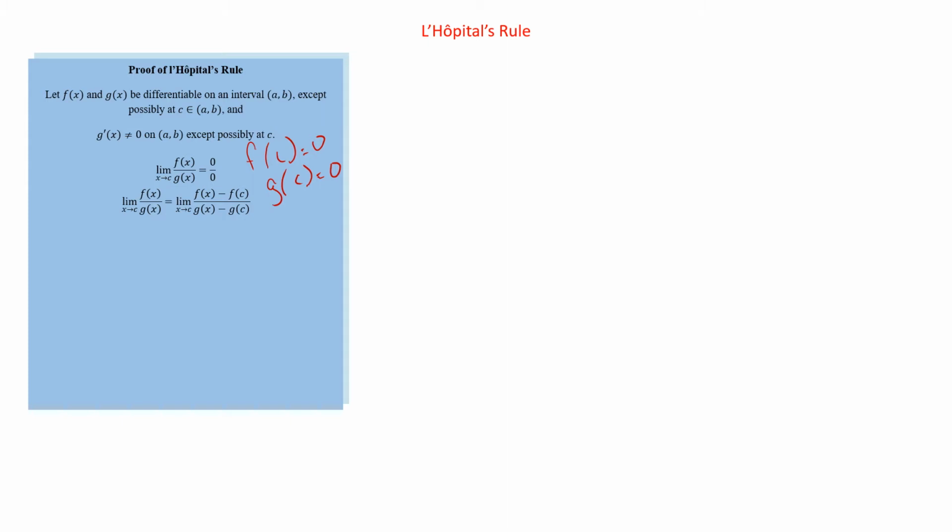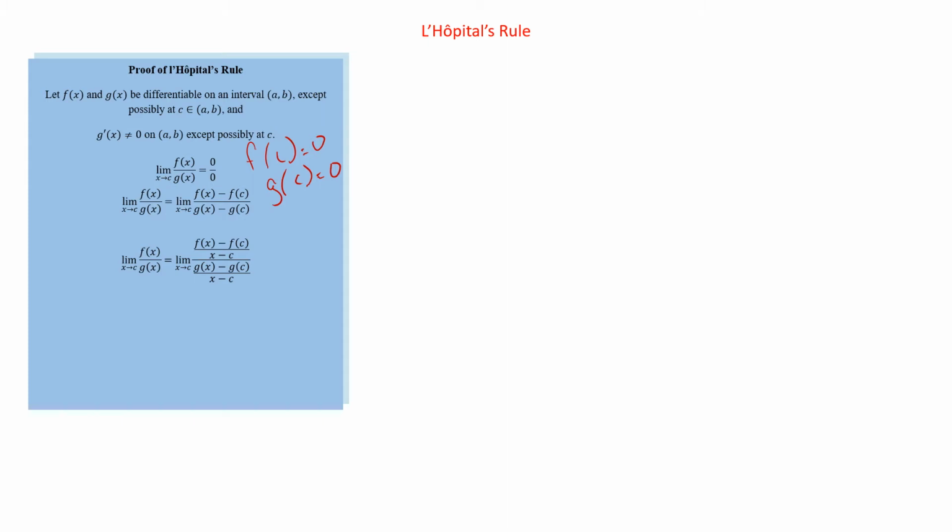So we have that. The next step, we're going to multiply both the top and the bottom by 1 over x minus c. So we're going to have f of x minus f of c over x minus c, and then g of x minus g of c over x minus c. Now this should start looking a little bit familiar. We have y minus y over x minus x and a limit of it.